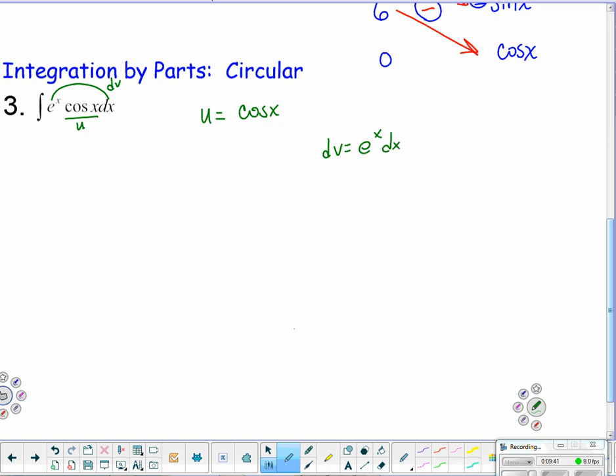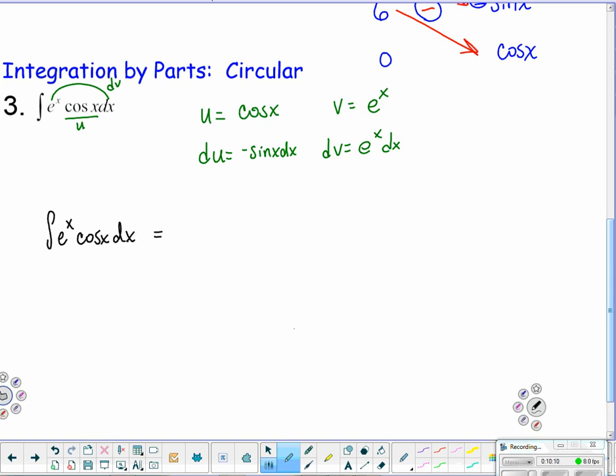If I take the derivative, that'll give me du equals negative sine x dx. And if I take the integral of dv, I get v, and e to the x is simple, it's e to the x. All right, so let's draw out our integration by parts solution here.